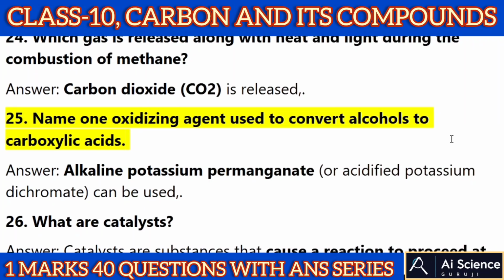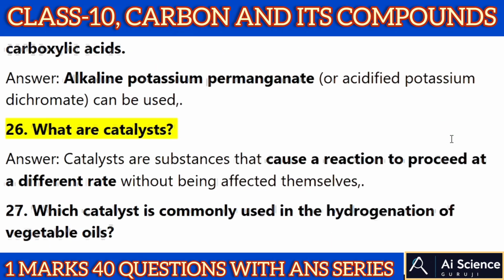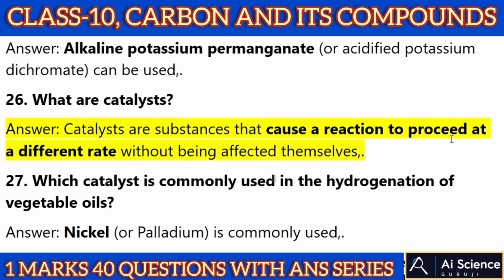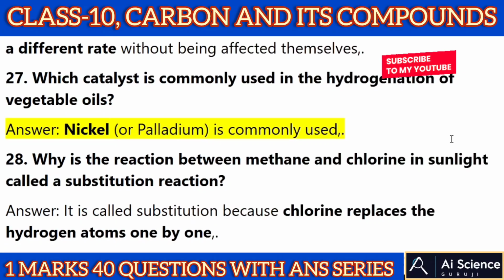25. Name one oxidizing agent used to convert alcohols to carboxylic acids. Answer. Alkaline potassium permanganate, or acidified potassium dichromate, can be used. 26. What are catalysts? Answer. Catalysts are substances that cause a reaction to proceed at a different rate without being affected themselves. 27. Which catalyst is commonly used in the hydrogenation of vegetable oils? Answer. Nickel, or palladium, is commonly used.